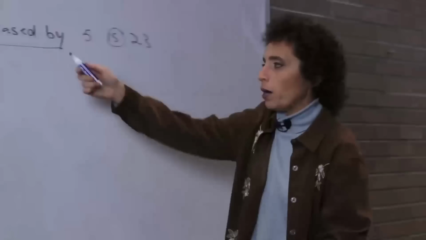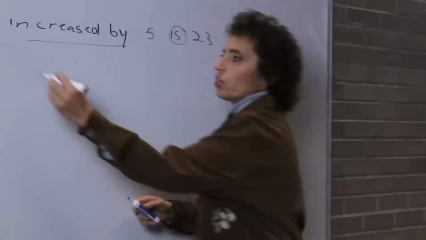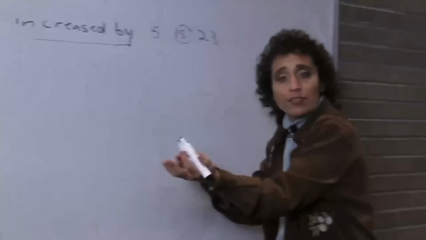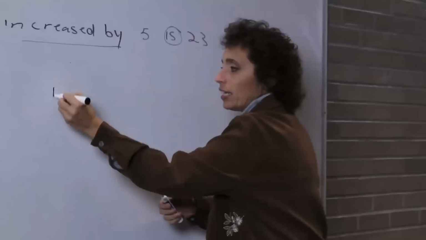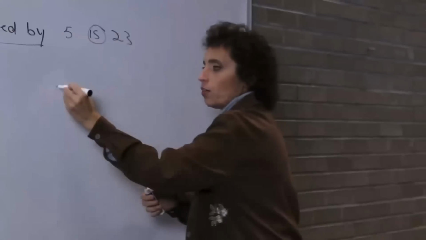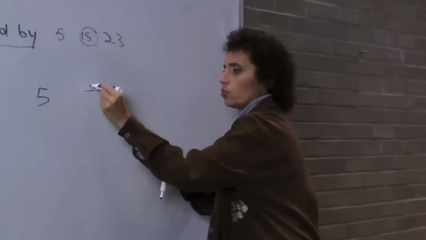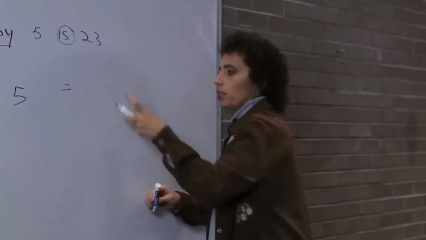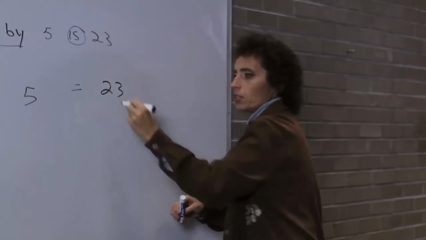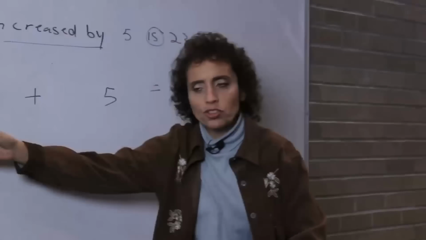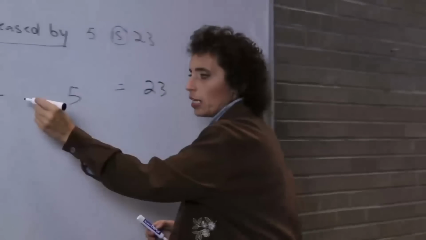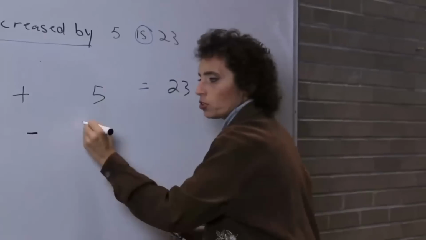Okay, so increase by is a key phrase, and so is. So a number, we'll call it x. You don't have to make it an x. I personally like x's. Increase by, remember, means plus. 5 is that equals 23. So let's solve this. Well, all the variables have to be on one side, numbers on the other. So I'm going to do the opposite of adding 5, which is subtracting 5.